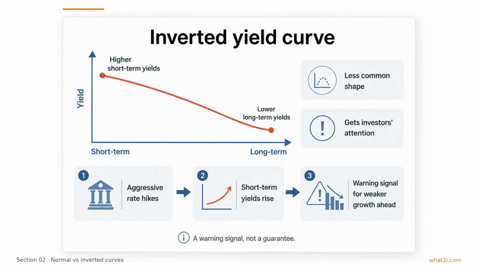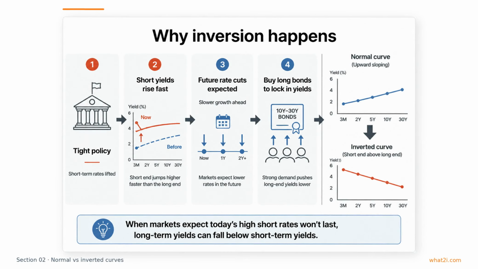An inverted yield curve is the less common shape, and it gets attention for a reason. In this case, short-term yields rise above long-term yields, so the curve slopes downward. That often happens after aggressive central bank rate hikes have pushed up the short end of the curve. If investors believe those high rates will eventually have to come down, long-term yields may stay below short-term yields. The market is effectively saying current policy looks tight relative to what it expects later. That is why inversion is often treated as a warning sign for weaker growth ahead, even though it is not a guarantee of recession.